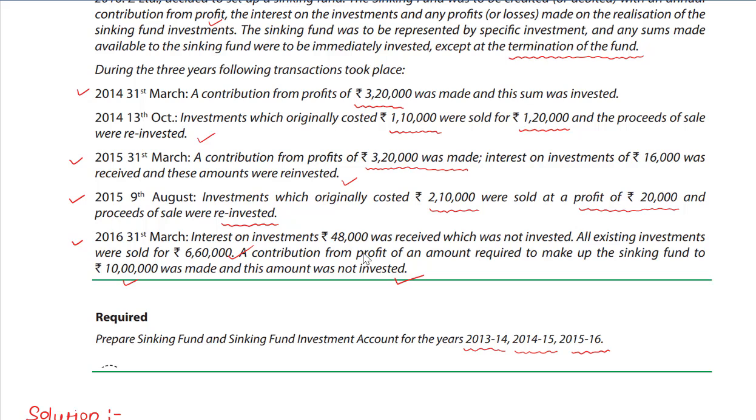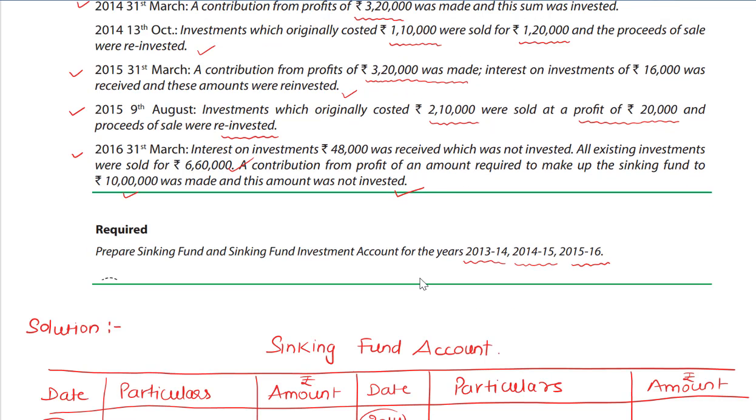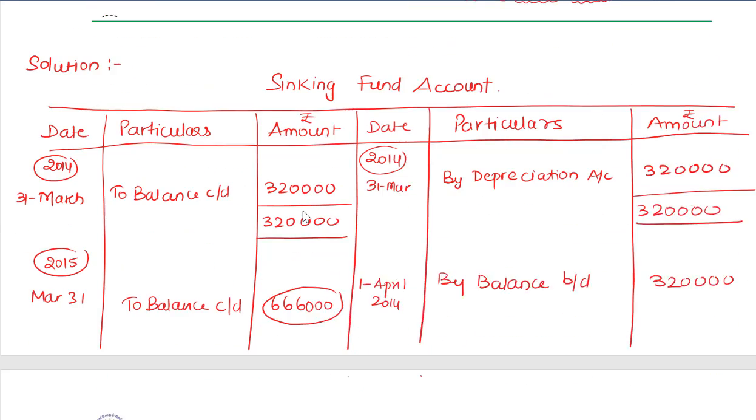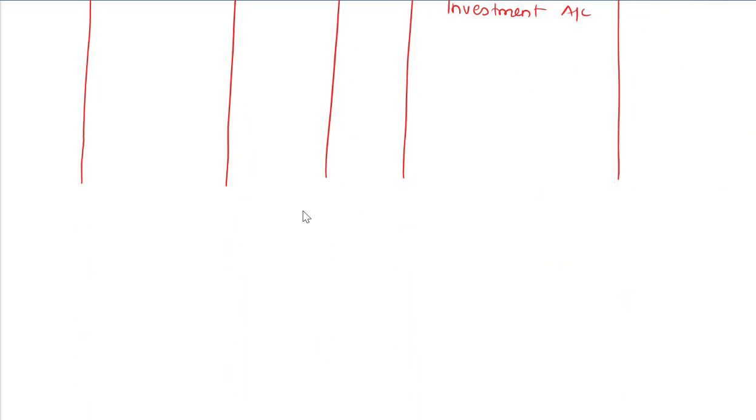A contribution from profit of an amount required to make up the sinking fund 10 lakh was made, and this amount is not invested. Obviously, this amount is not invested at last. All existing investment were sold for 6,60,000. Okay. So we have to record the profit or loss on sale.